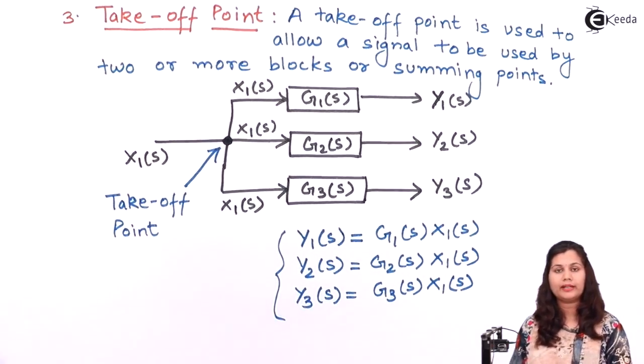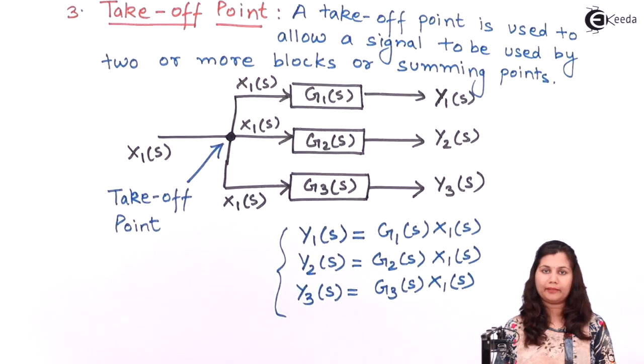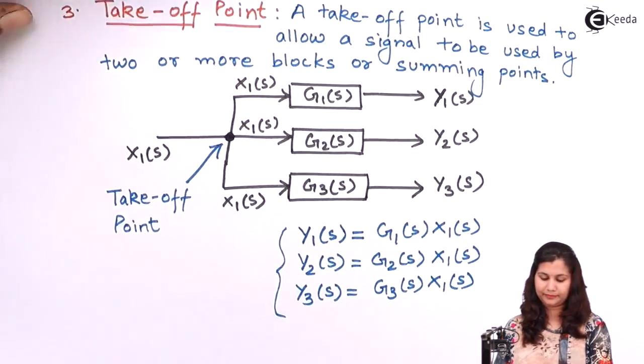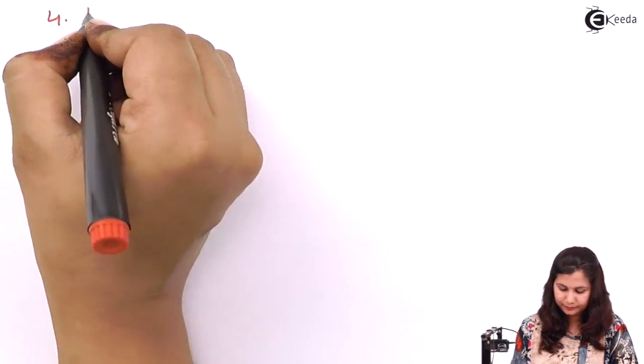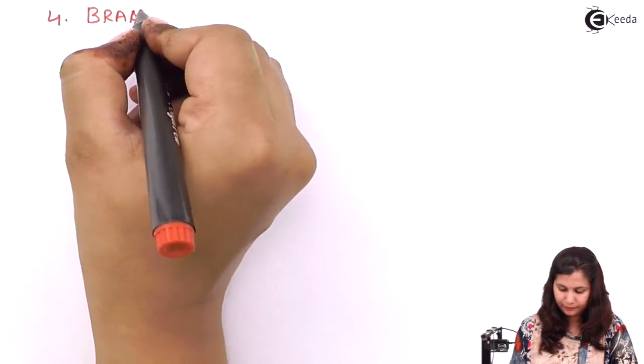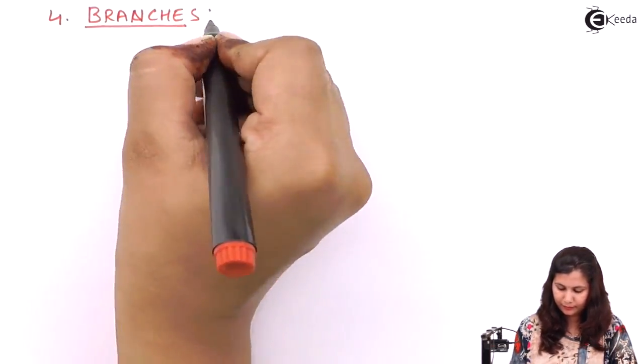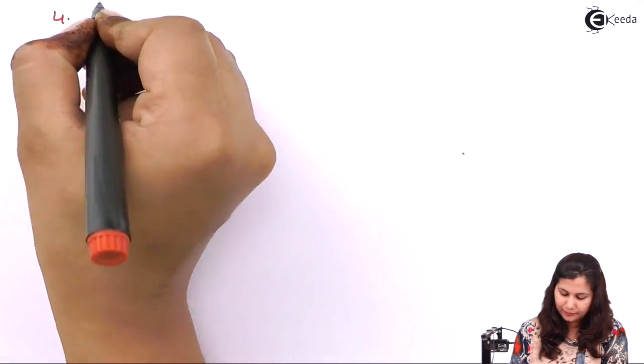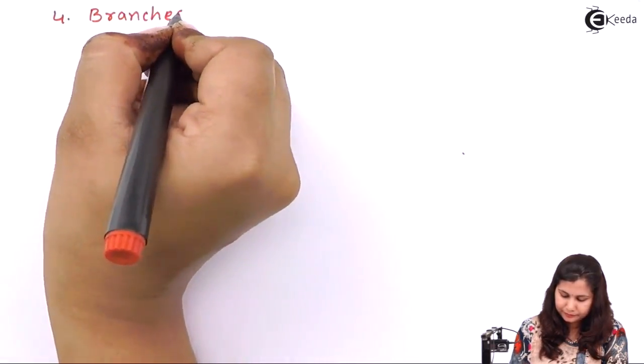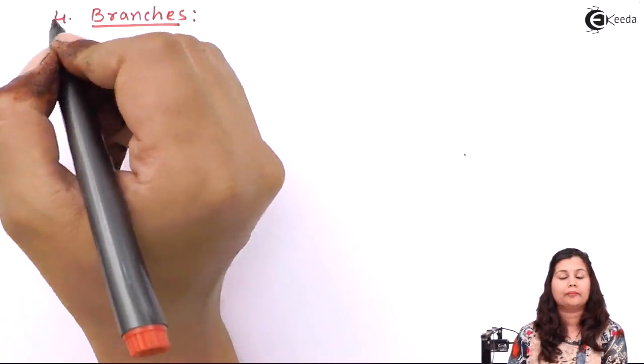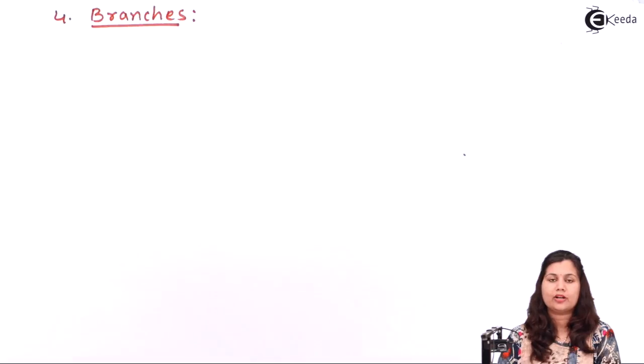Now the fourth element of a block diagram is branches. The fourth basic element of a block diagram is branches. Branches are the lines joining the blocks in a system.